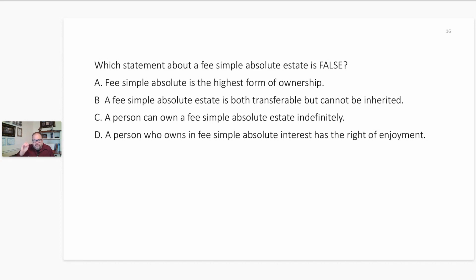Fee simple absolute is the highest form of ownership. It can be owned indefinitely, and you have the right of enjoyment. What you can do in addition to that is make it inheritable to a family member, friend, whoever you want to write a will to. But this answer says you can't, so that would make it false. So we're looking at answer B.